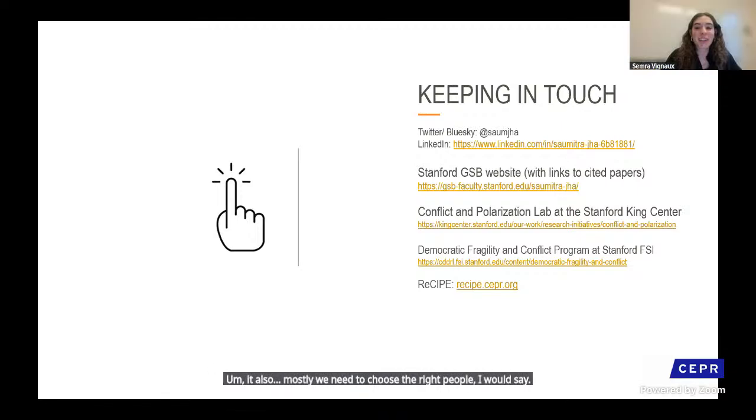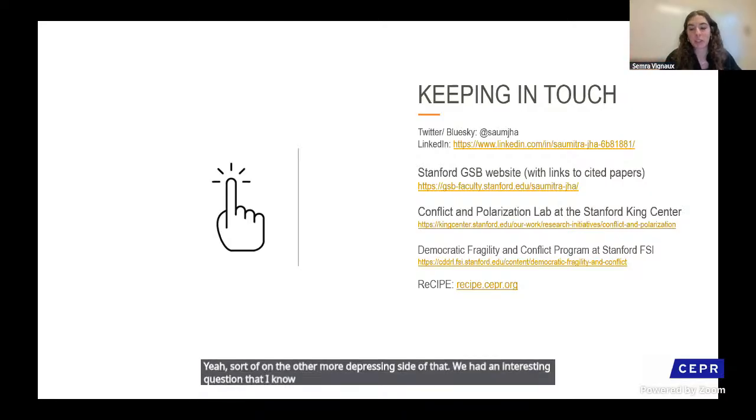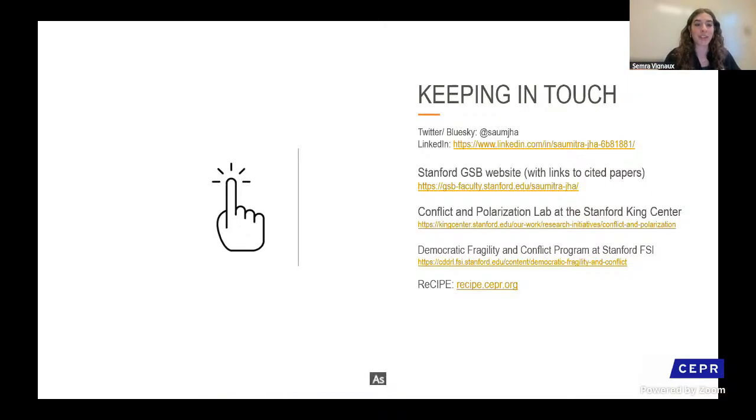Yeah, on the other, more depressing side of that, we had an interesting question, which I know we go into a little bit in the paper, that asks if apex corruption leads to an erosion of democratic values, if we see a rise in preferences for more autocratic forms of government as an alternative. And I know that we measure this in more ways than we got into in the presentation.